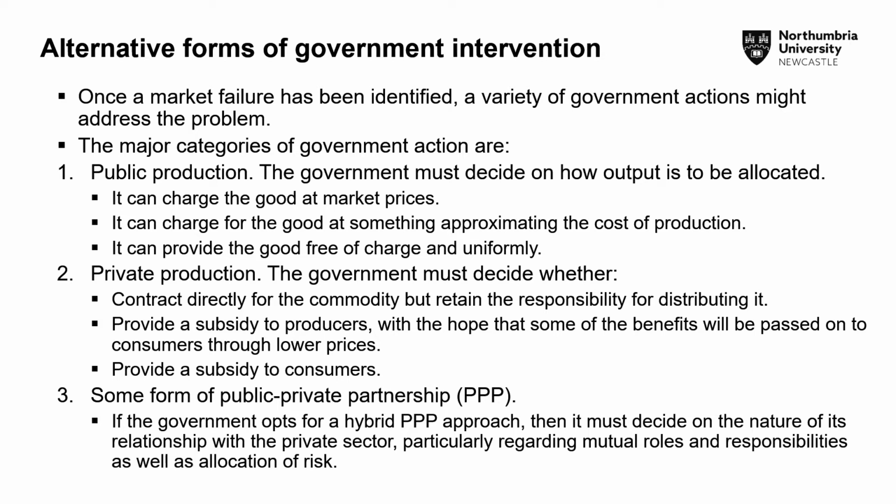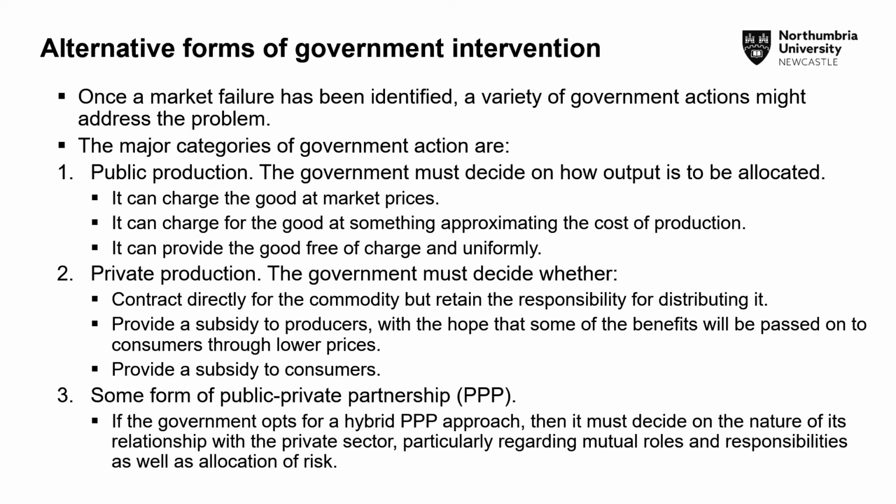What government can also do is engage in private production. Here, government must decide whether it can contract for delivery of a commodity while retaining the responsibility for distributing it. An example would be the use of a tender process, where a government decides that they need to buy some good or service, and they get numerous companies to tender for that good or service, and then they choose the winner, and that winner provides that service to government, who then allocates it. The same with goods. It provides specific goods to government, which are then allocated to society.